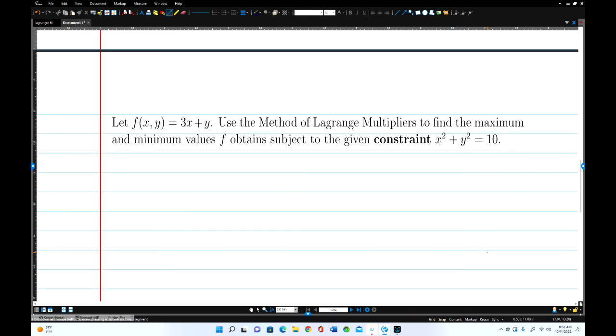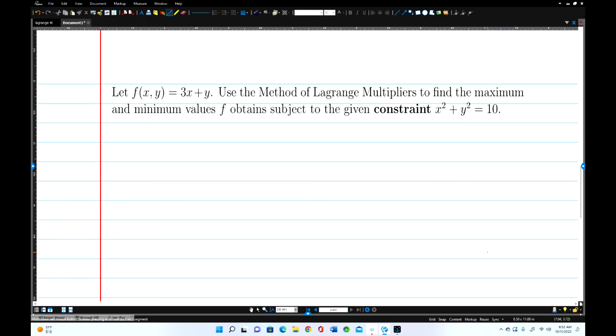Okay, the second question is over here. Now let's find the gradient of f, x and y. It is 3 and 1, right? And the gradient of the constraint, I'm going to test it. This is g. 2x and 2y. Now let's use the Lagrange multiplier method.